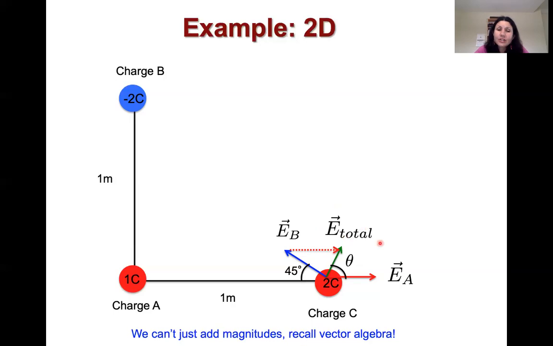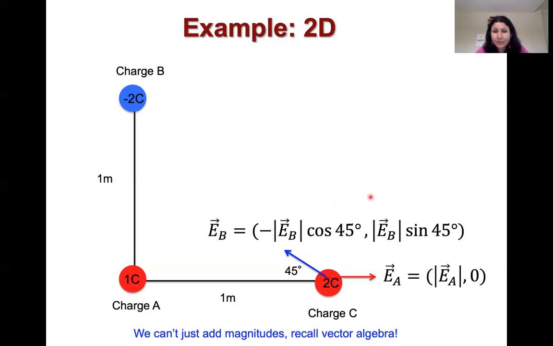But this is more conceptual, you get a sense, but if we want to know exactly what this angle is, what's the magnitude of the force, we have to do algebraic vector addition. How do we do that? Well, let's look at the electric field A. That one is the easy one because it just has a component in the plus x direction. This is the magnitude of that electric field. It has no component in the y direction.